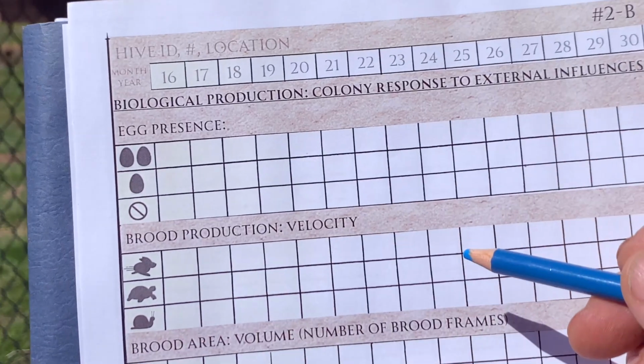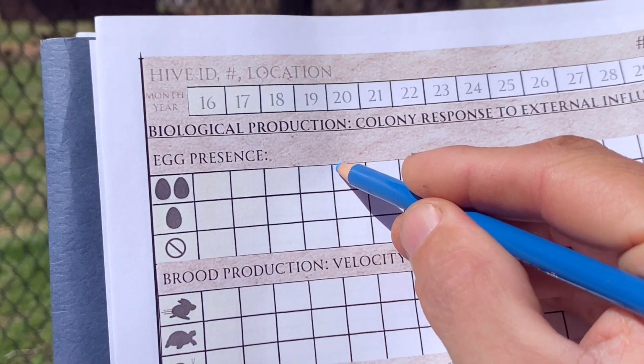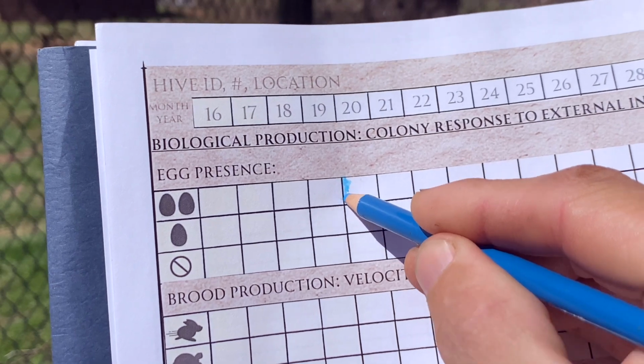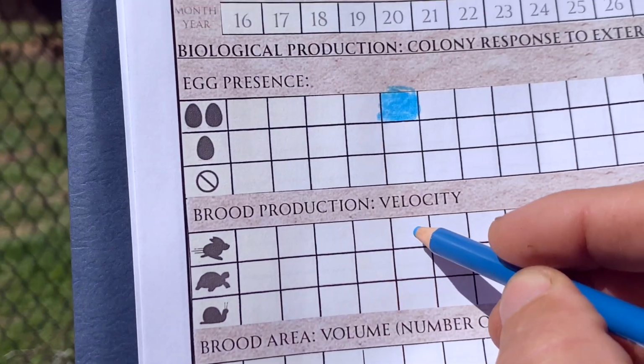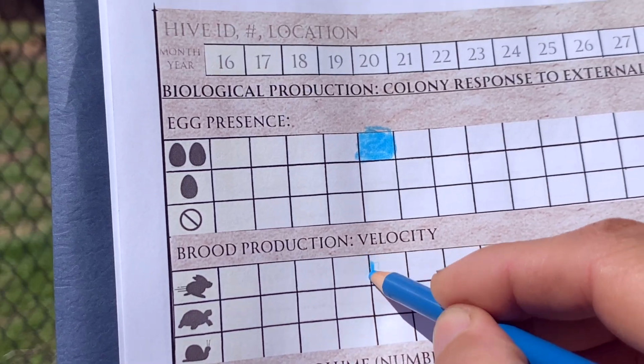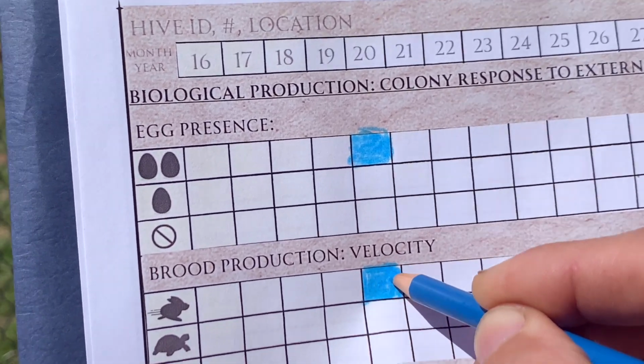Okay, on the 20th, recording the blue colony. There were still a lot of eggs, although they've got way more capped brood. They're running out of room to lay eggs, but she's doing it. Their velocity of brood production is fast. It has not slowed down. They are continuing to grow.